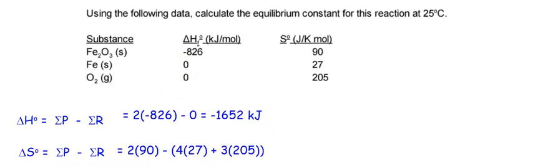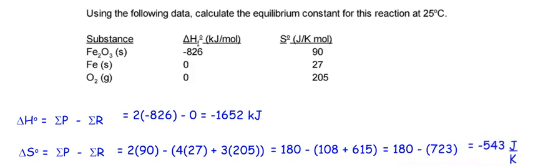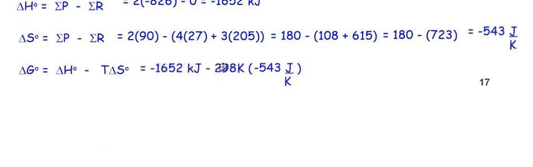Well, let's try the delta S. Remember, 2 times your product minus this whole quantity, my reactants. And there you go. When I do the math for delta S, I get this, then I get this, and my final answer is this. So remember my goal. I'm trying to find delta G. Why do I need delta G? Because I'm trying to find K, all right? So now I'm going to use these values I just calculated.